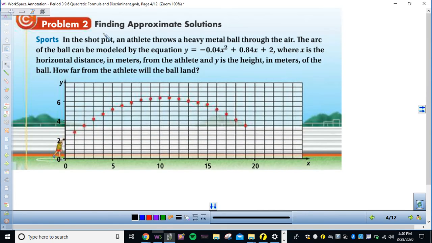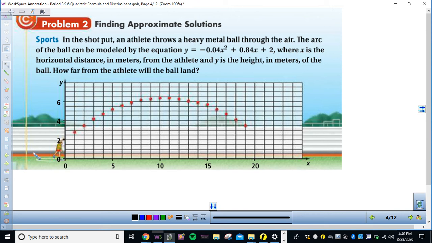So here we have a story problem. We're going to find the approximate solutions. In the shot put, an athlete throws a heavy metal bar through the air. The arc of the ball can be modeled by the equation y equals negative 0.04x squared plus 0.84x plus 2, where x is a horizontal distance in meters from the athlete and y is the height in meters of the ball. How far from the athlete will the ball land? So we're going to throw that into the quadratic formula.